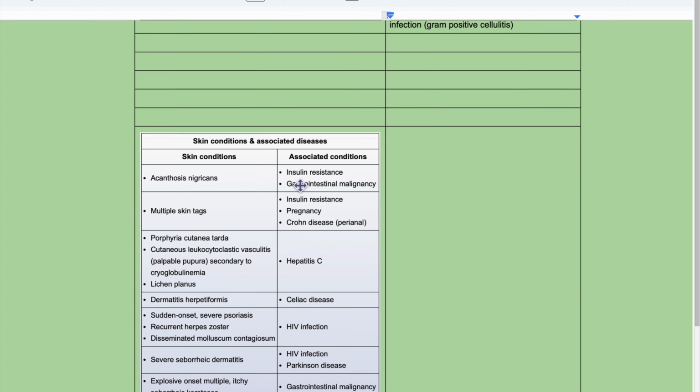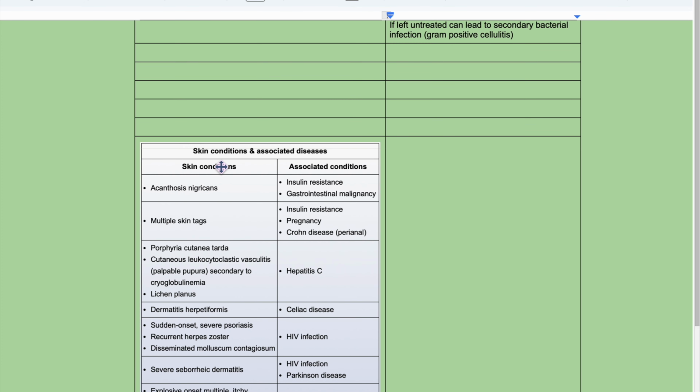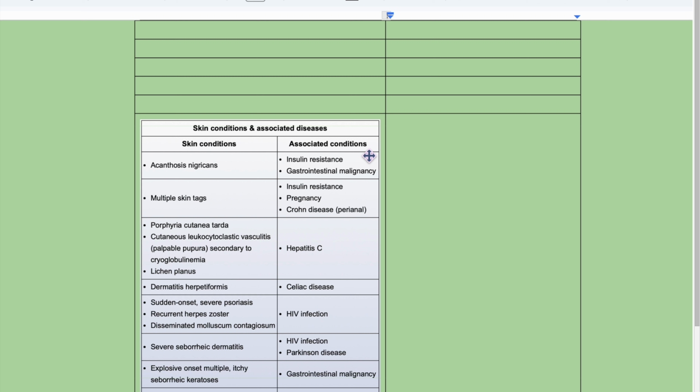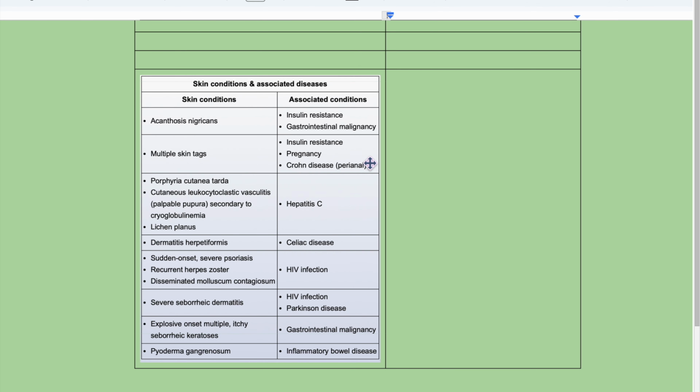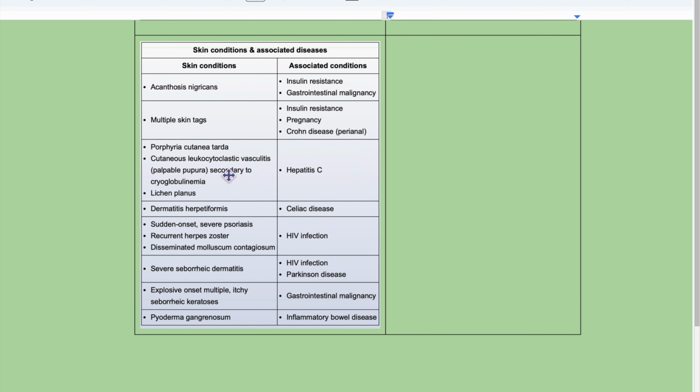Okay, skin condition and associated disease. Know these. So if you have acanthosis nigricans, it's associated with insulin resistance and gastrointestinal malignancy. If you have multiple skin tags, again, insulin resistance, or pregnancy or Crohn's disease. Perianal is usually where they're found. If you have porphyria cutanea tarda or cutaneous leukocytoclastic vasculitis, which is palpable purpura secondary to cryoglobulinemia, or lichen planus, they're associated with hep C.